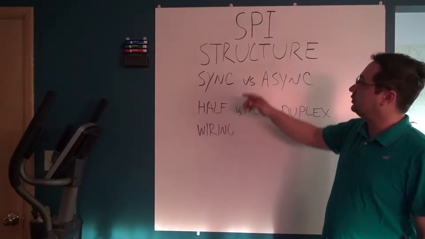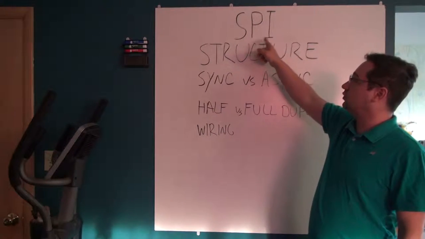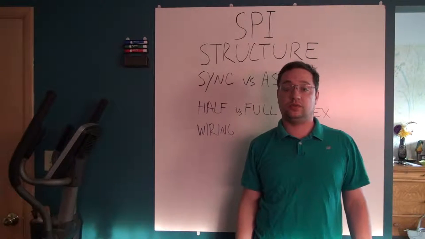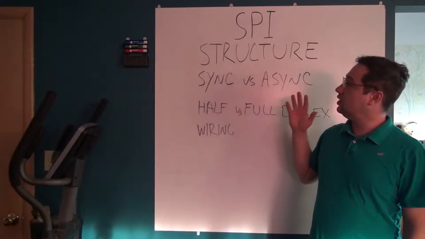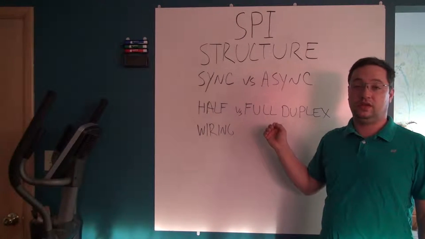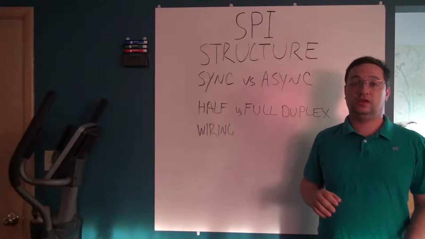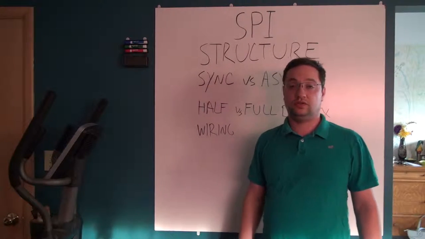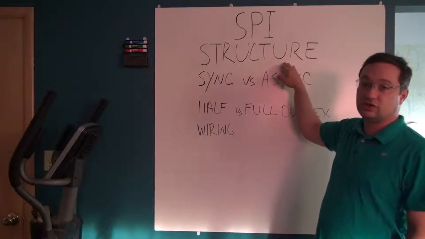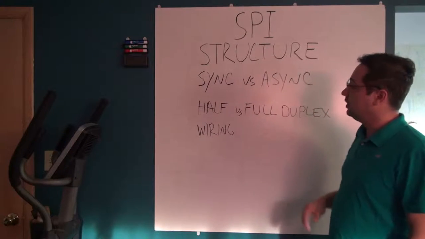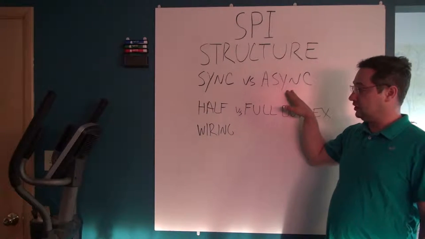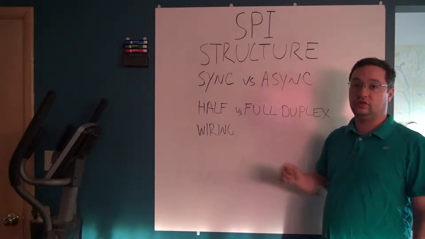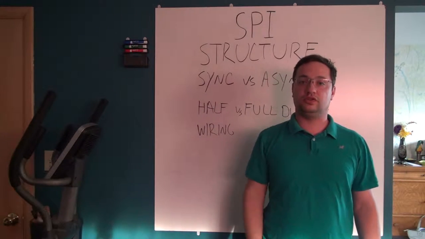SPI stands for the Serial Peripheral Interface. SPI is kind of the halfway point between I2C and UART. SPI is far less complicated than I2C, but is a little more capable than UART. In this video, I'm going to discuss the packet structure of SPI, whether it's synchronous versus asynchronous, half duplex versus full duplex, and its wiring, which has just a little bit of trickiness about it.